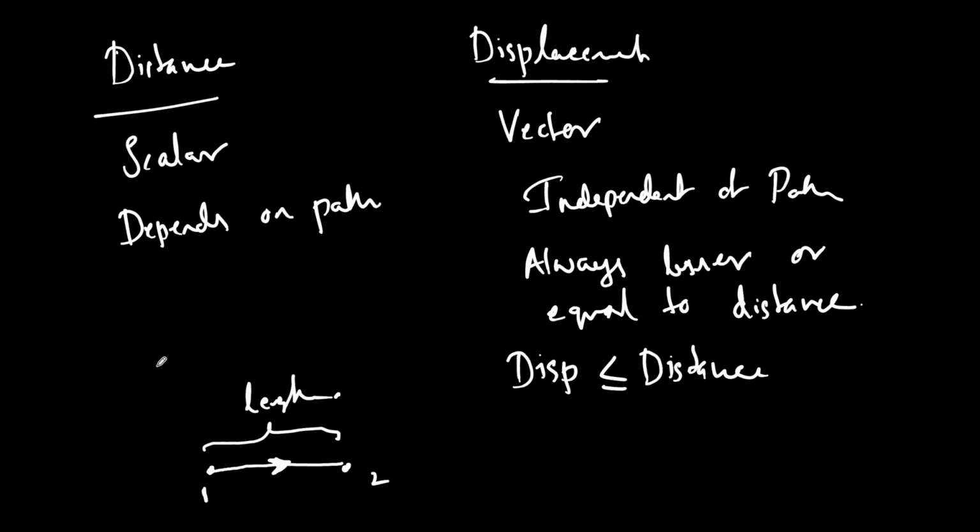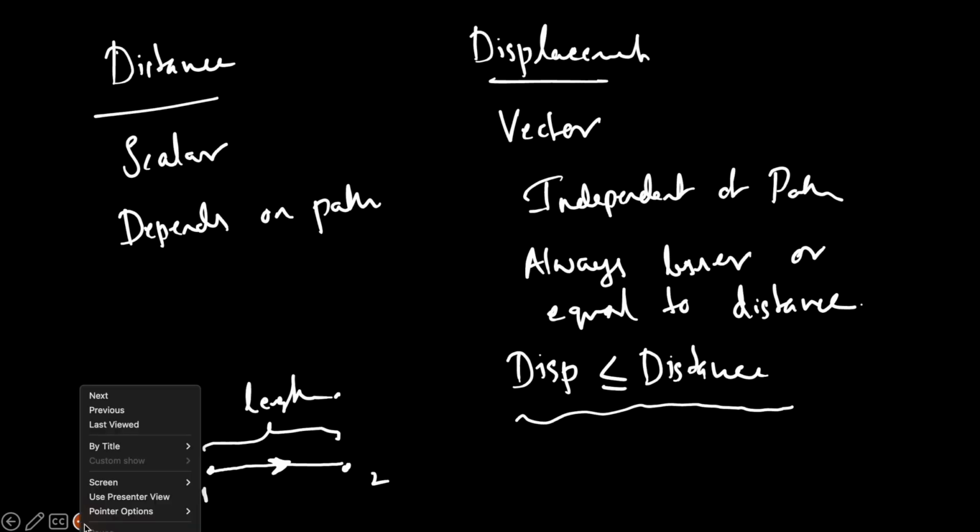That's the main difference between distance and displacement. One is path dependent, one is independent of path, one is scalar, one is vector, and displacement will always be less than or equal to distance. So that's a basic understanding of distance and displacement.